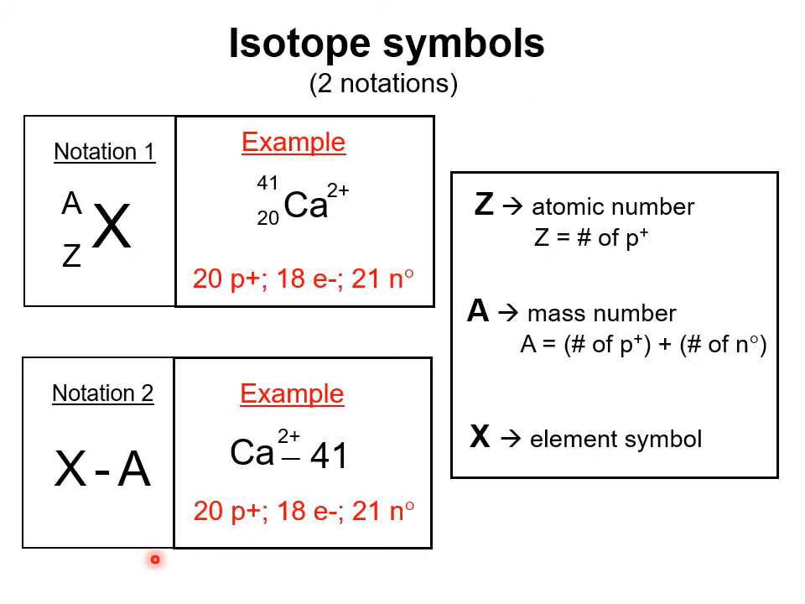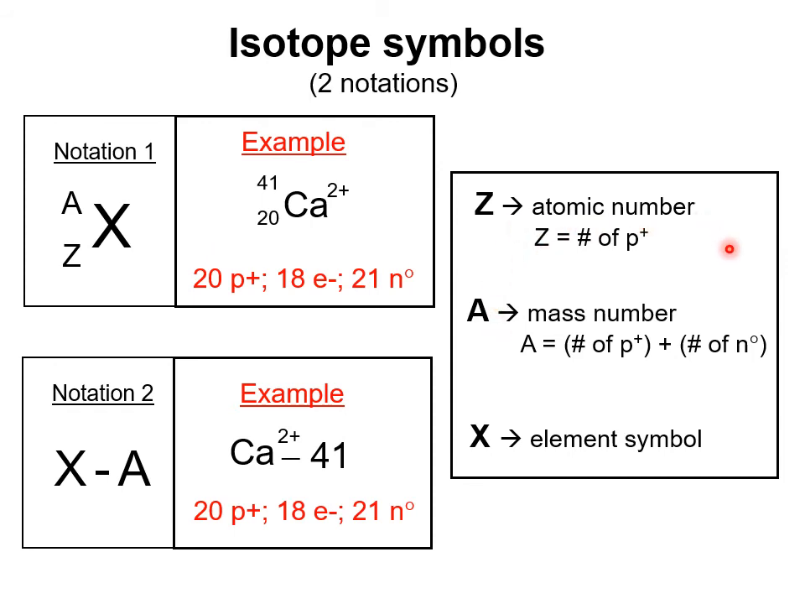So now we're going to look at isotope symbols. There are 2 different notations that we use to show the different types of isotopes of an atom. Let's look at the first notation. The first notation has A on top, Z on the bottom, and an X next to it. So first let's look at what Z, A, and X are.